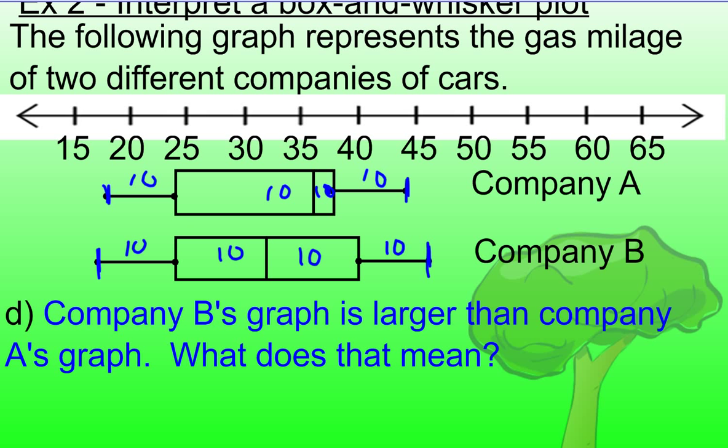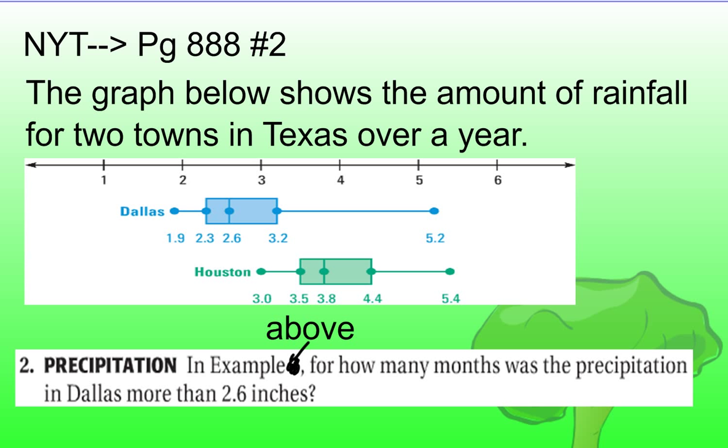All right. Lastly is the question from the textbook, and we're done. So it says here from page 882, the graph below shows the amount of rainfall for 2 towns in Texas over a year. All right. So this is the number of inches of rainfall they receive. In the example above, for how many months was the precipitation in Dallas more than 2.6 inches?